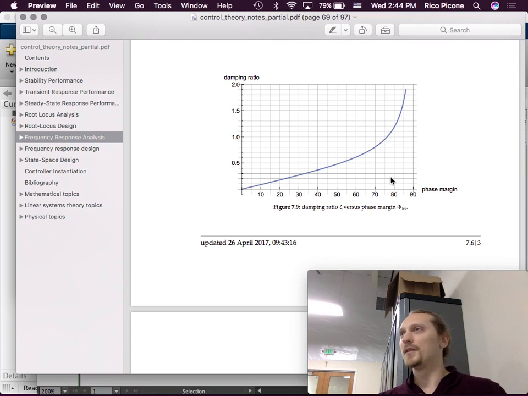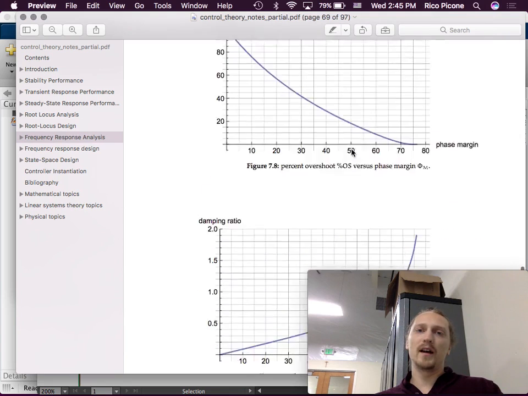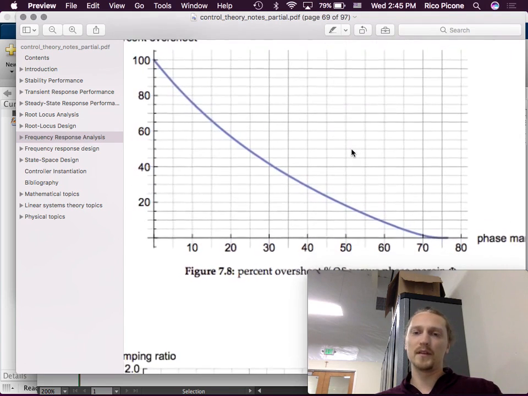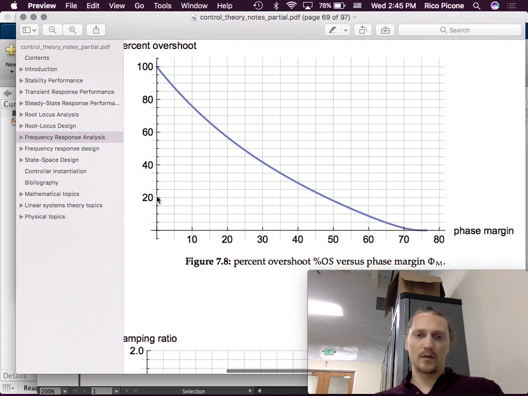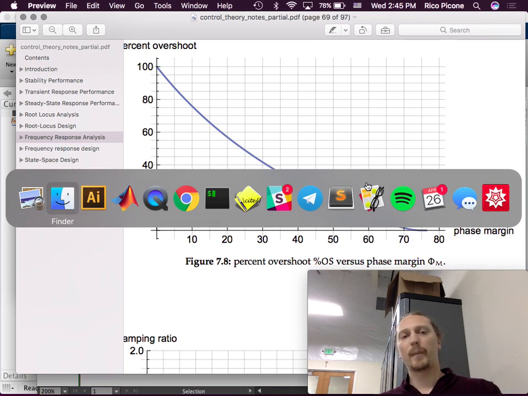Not surprisingly, we just sort of stabbed in the dark and found a gain that got us above 0. So let's find one that we actually want. Let's look at this graph to find out what we want. Not the damping one, the percent overshoot one. We want a 20% overshoot, so it's like 47, 48 as a phase margin, somewhere in there. That's what we want our phase margin to be in degrees.